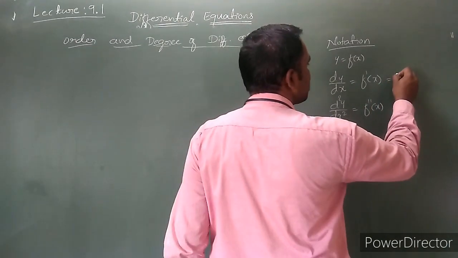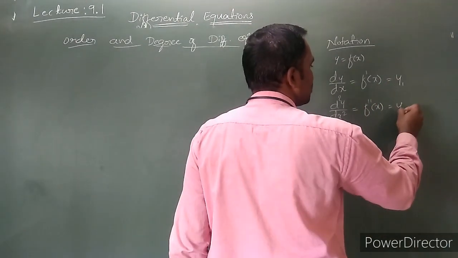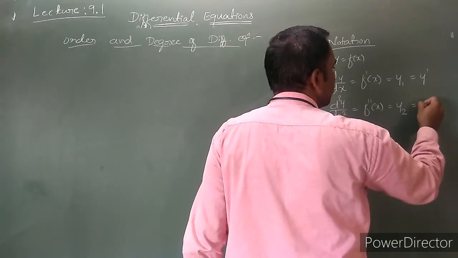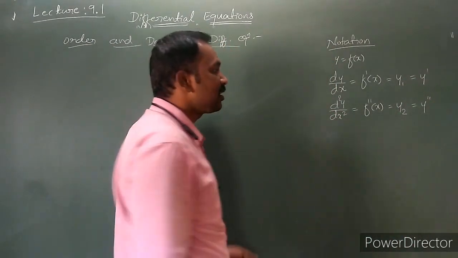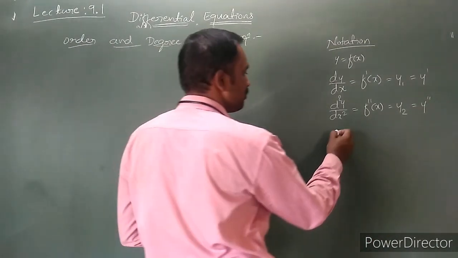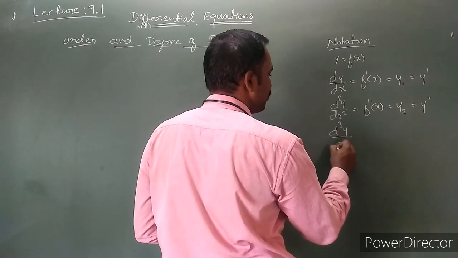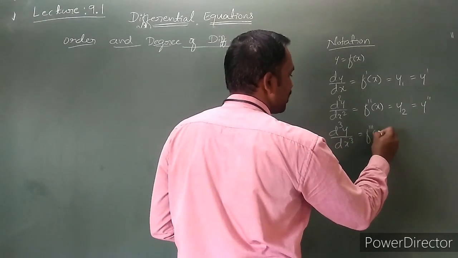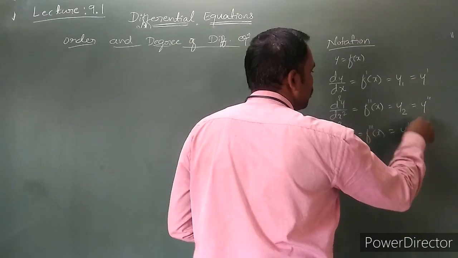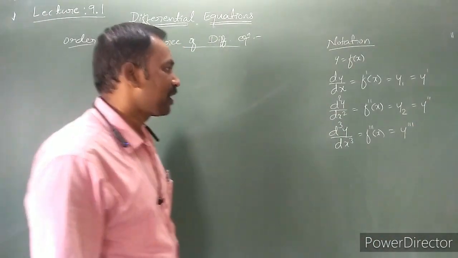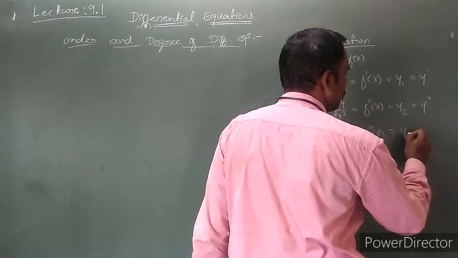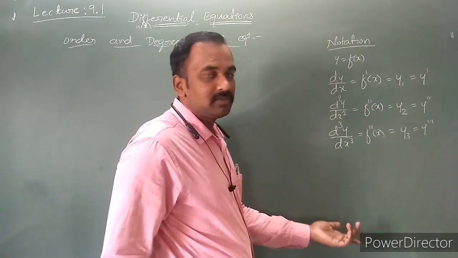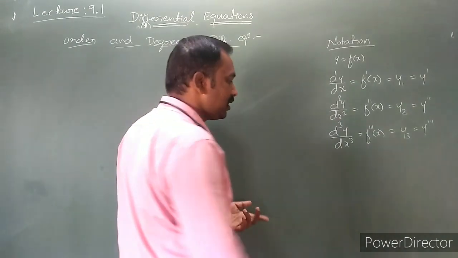This one you can write as y1 only, and this we write as y2. Or some people write y' and y''. In this manner, they represent it. Similarly, d³y/dx³ we can write as f'''(x), or as y''', or else as y3. Like that, up to n number of times you can go.